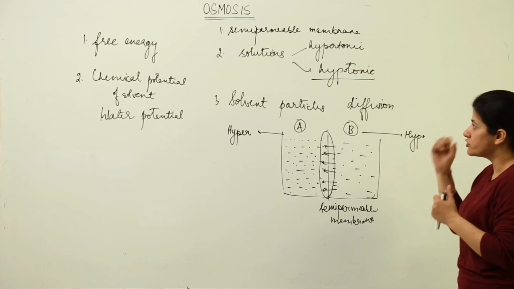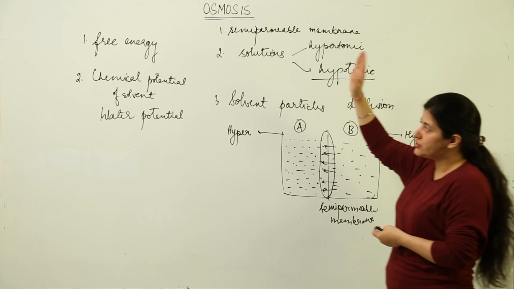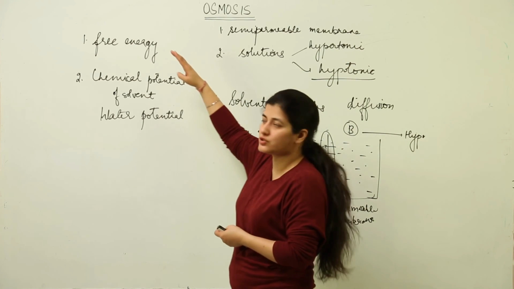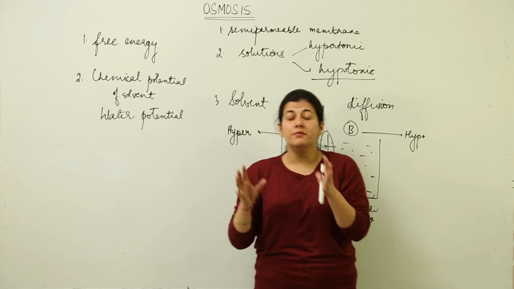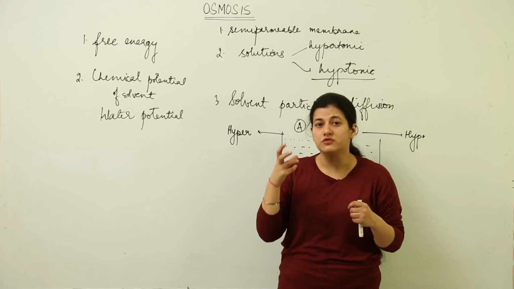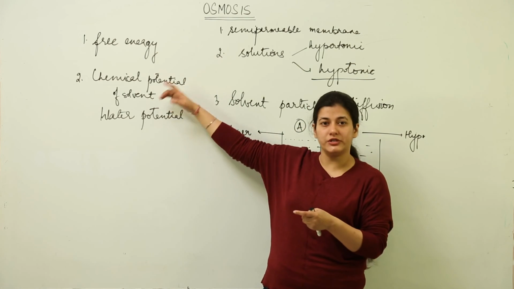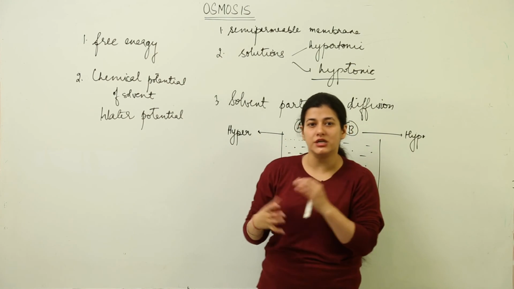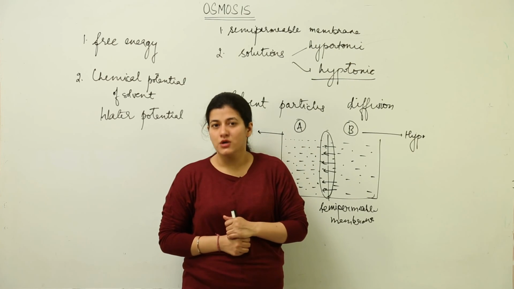So this is all about osmosis that you have to know: the simple definition that you know about, and the definition in terms of these two factors, free energy and chemical potential. And do keep in mind, because there is a diffusion of solvent taking place, we are going to consider the free energy and chemical potential of the solvent only. The solute is not taken into consideration because it does not diffuse. So this is all about osmosis.